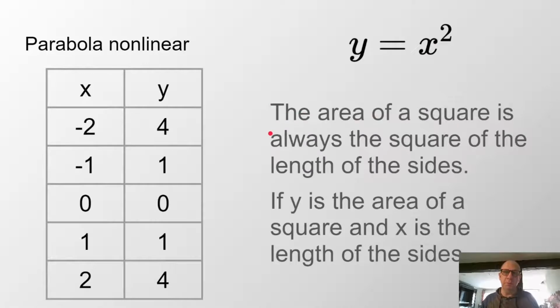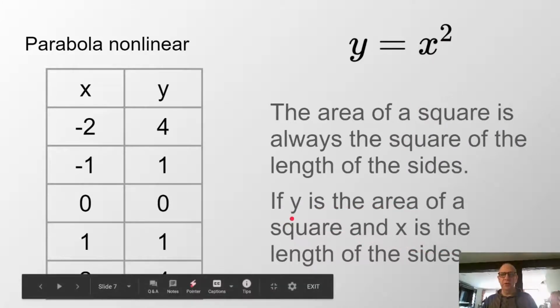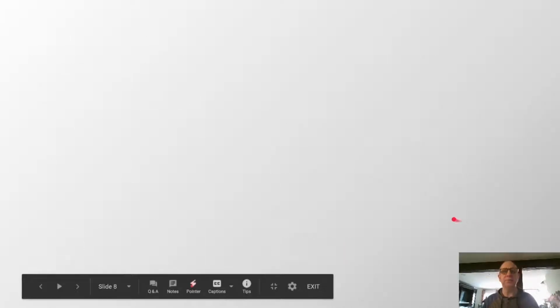The description would be something along the lines of the area of a square is always the square of the lengths of the sides. So we're always doing the square of a number. And you always have to define your y and define your x. In this case, y is the area of the square, and x is the length of the sides.